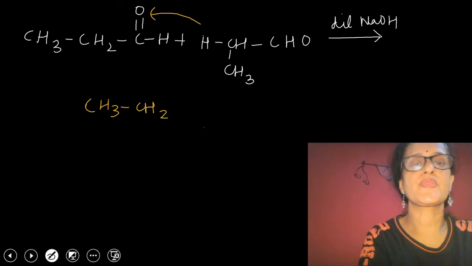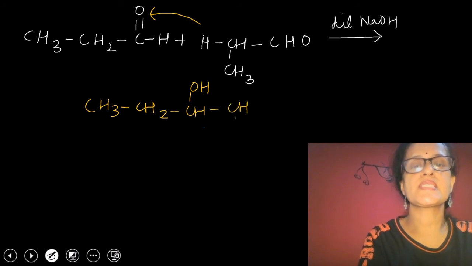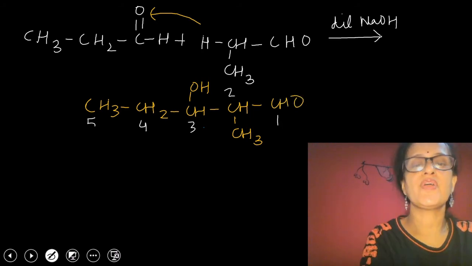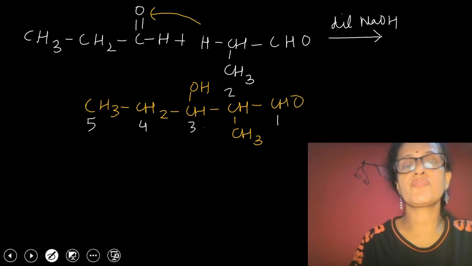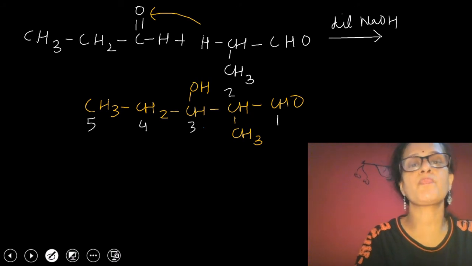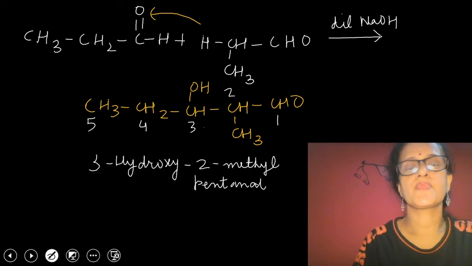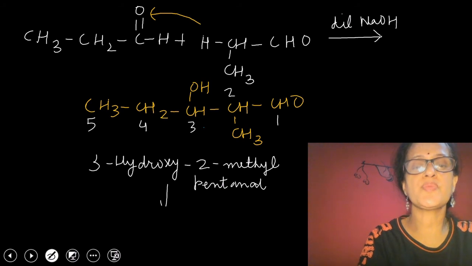CH2, CHOH, CH, CH3CHO. So this is your aldol condensation product. The name of the compound will be 3-hydroxy-2-methylpentanal. So this 3-hydroxy-2-methylpentanal on further heating results in the loss of a water molecule.